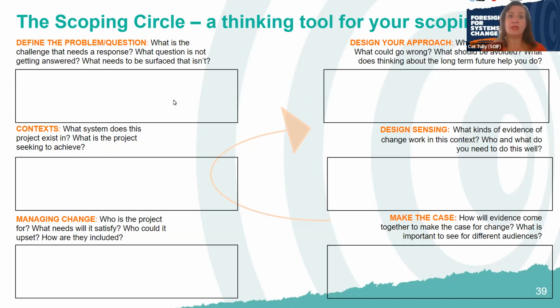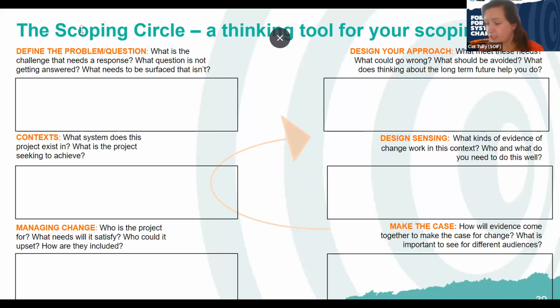So this is the tool. You can start off anywhere really, but it's very helpful to understand the context. What's the system that the project is existing in and what it's trying to achieve? Then it's defining that problem, that question. What's the challenge that needs an answer? Then you want to look at designing your approach. What might meet those needs? So what's the kind of approach that you might need to help you?